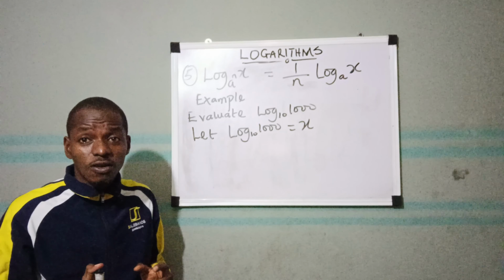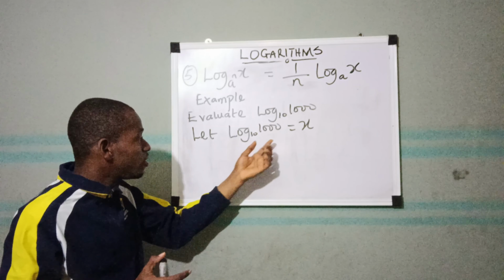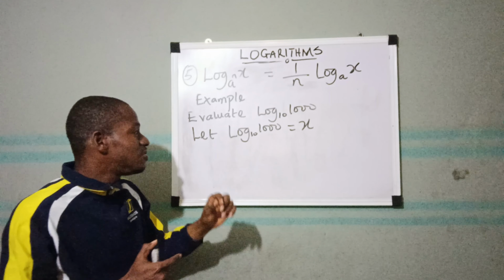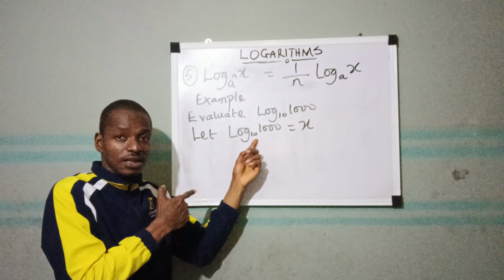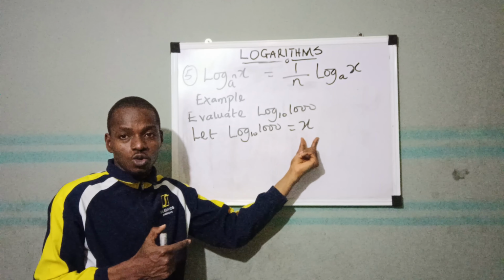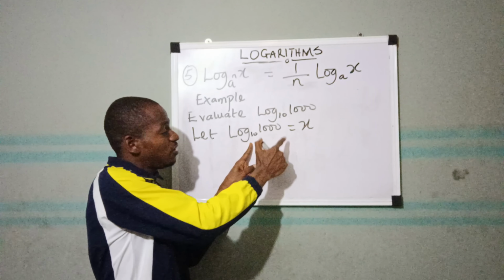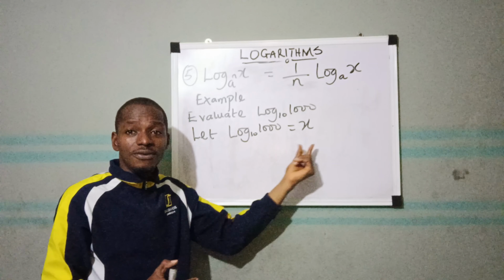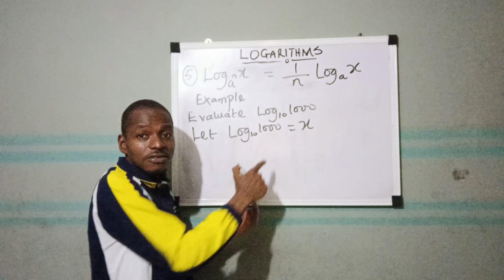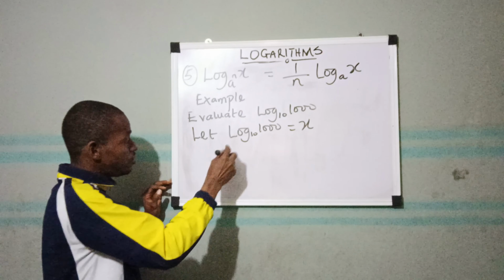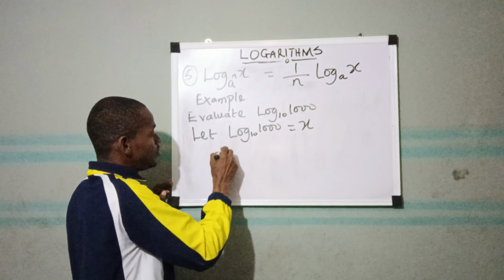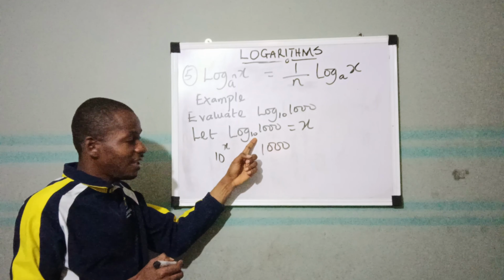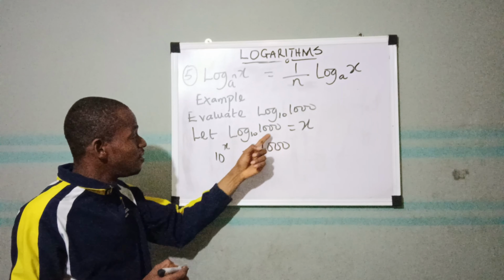And from our definition of logarithm, we said the logarithm of a number, the logarithm of 1000, is the power to which the base, which is 10 here, must be raised to give us this. So what we are looking for is the power to which 10 must be raised to give us 1000. That's the logarithm of 1000. Now, this becomes 10 raised to the power of x equals 1000. So what must I raise 10 to, to give me 1000?